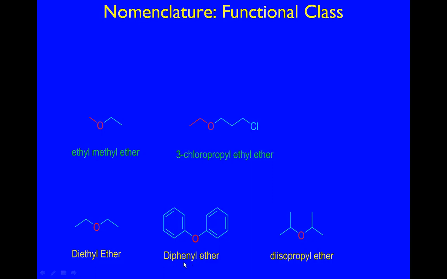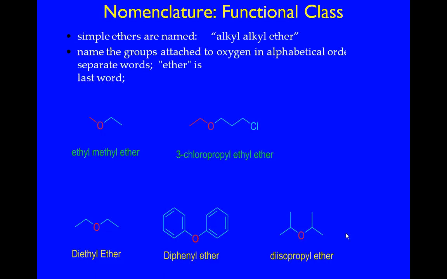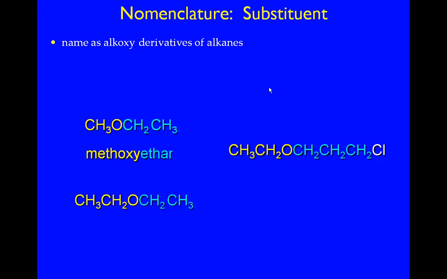di, then put the alkyl group and then place the functional group at the end as the suffix. For example, diethyl ether, diphenyl ether, diisopropyl ether. If you have two butyl groups, you can call it dibutyl ether. So name the groups attached to oxygen in alphabetical order as separate words, and ether is the last word. It's not IUPAC nomenclature, that's what you should remember. We are just naming them as a functional class. It's kind of common nomenclature.